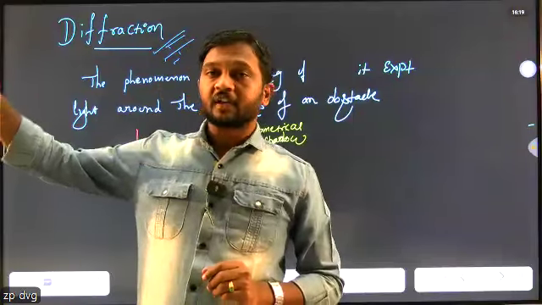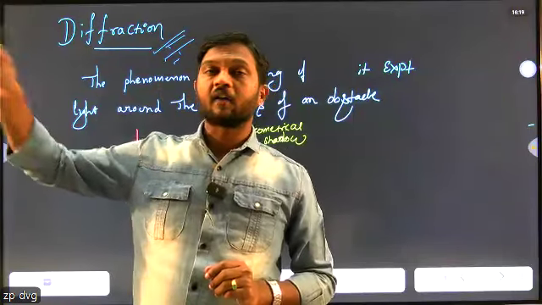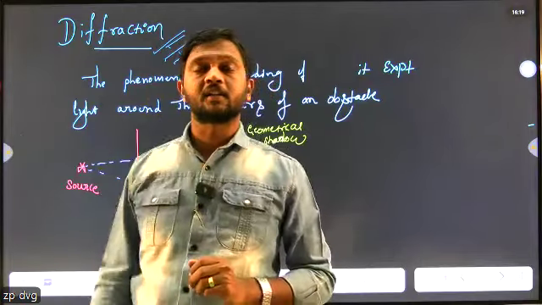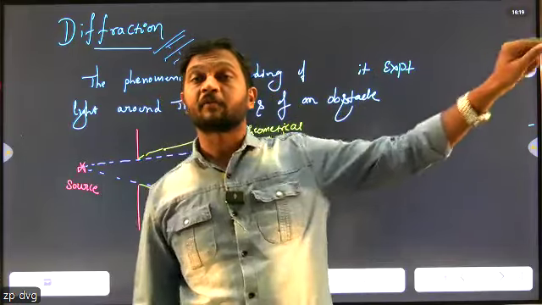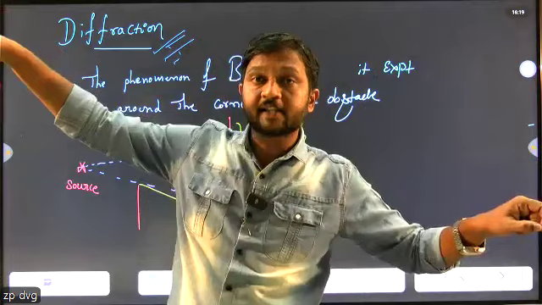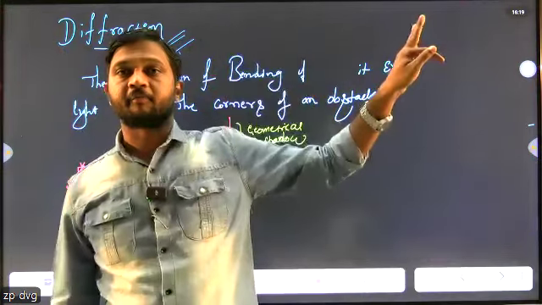In interference, alternate bright fringes are of equal width. Here, in diffraction, alternate bright fringes are of unequal width. Next, the intensity of a bright fringe: this one is interference, and this one is diffraction.